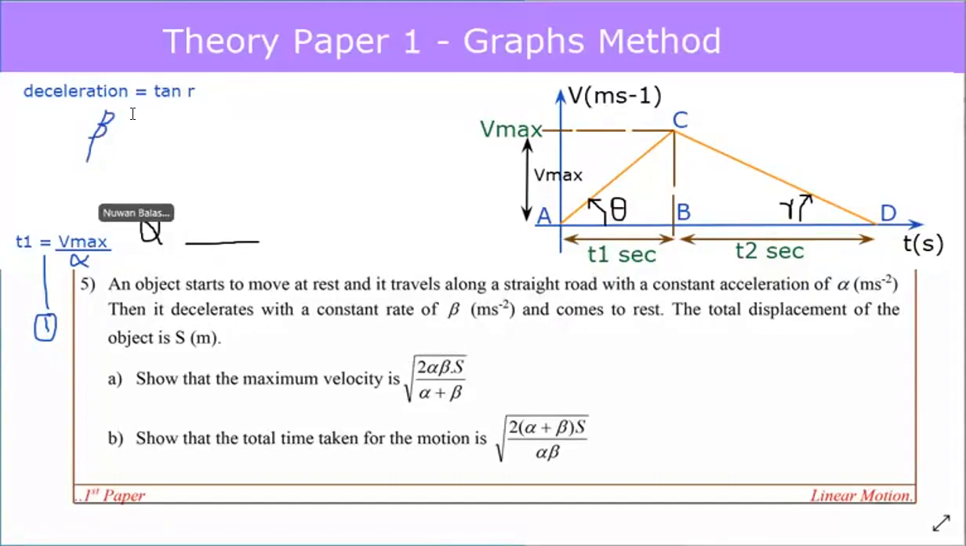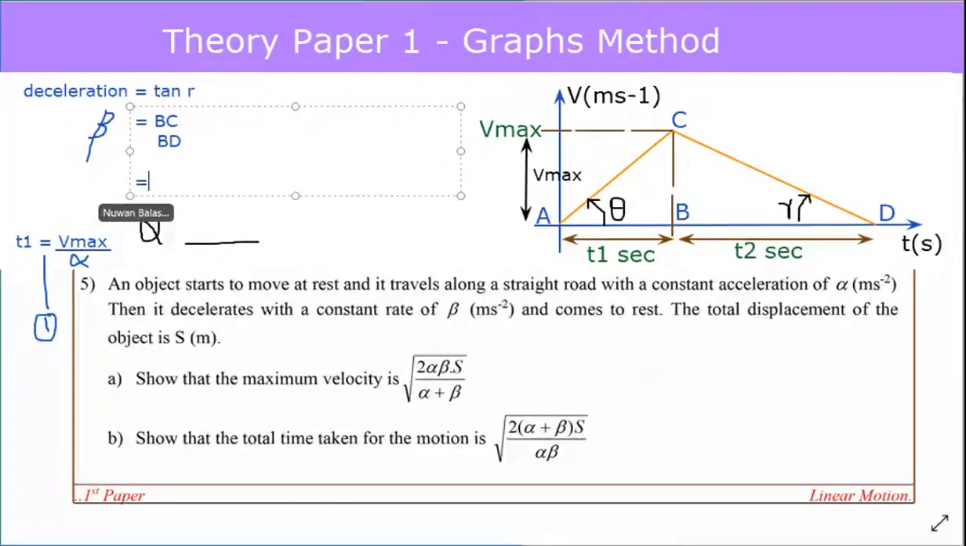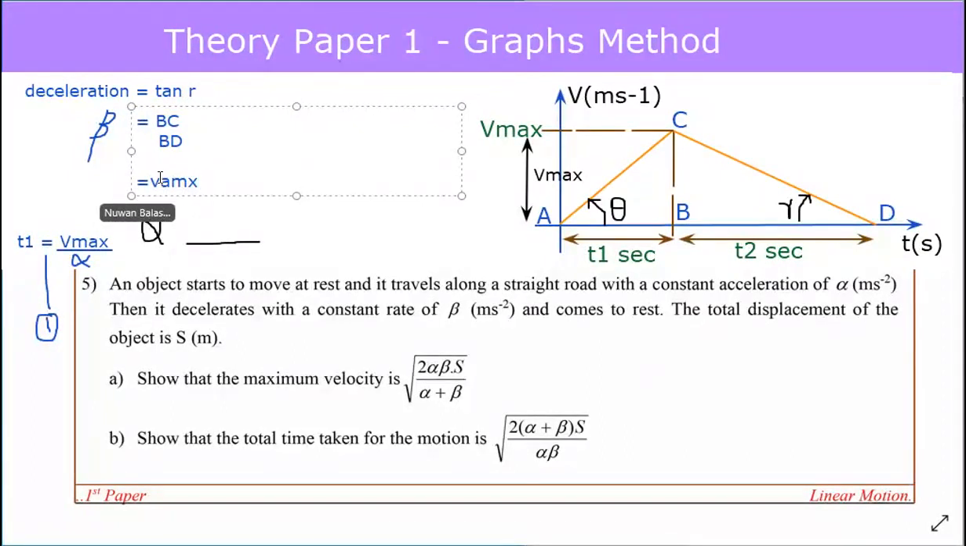equals, what is tan gamma, dear? According to the second triangle, I'm talking about the BCD triangle. Tan gamma means opposite side BC divided by adjacent side BD, right? So we get tan gamma equals BC, which is again equal to V max. V should be capital, then it can be seen separately. V max divided by BD.